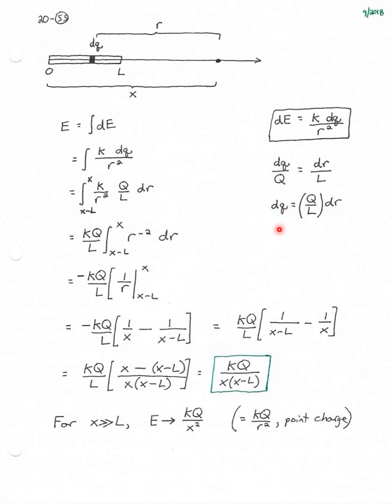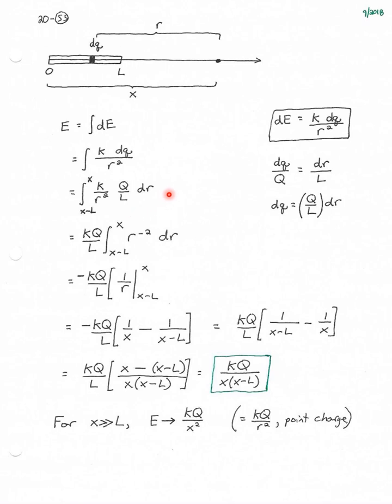The reason we're doing this is at the moment our integral is integrating over dq. And usually we don't want to be in a situation where we're integrating over charge, just like sometimes last semester we didn't want to be in a situation integrating over mass. We prefer to integrate over space or time. So this allows us to integrate over space, dr instead of dq. So I make that substitution, and now we have k over r squared q over L dr.